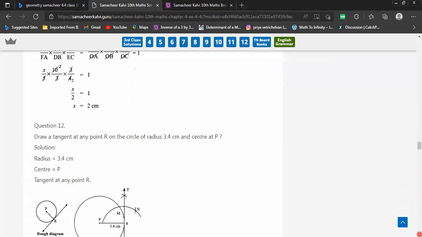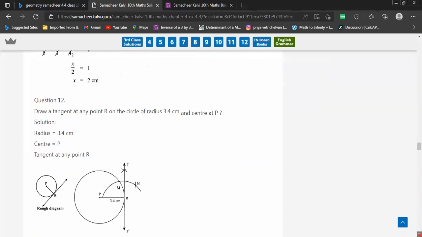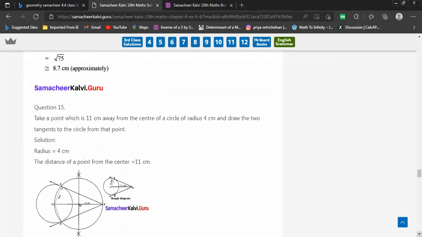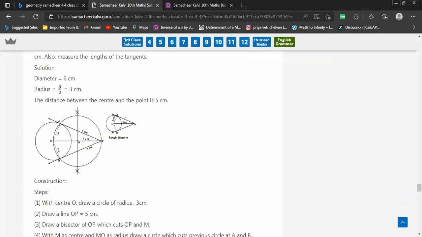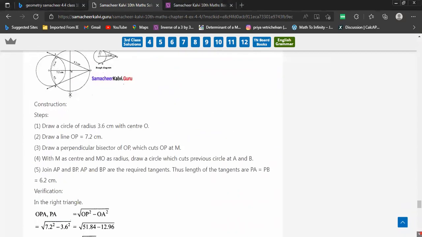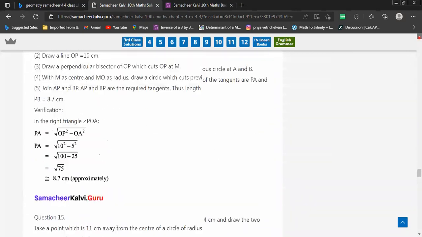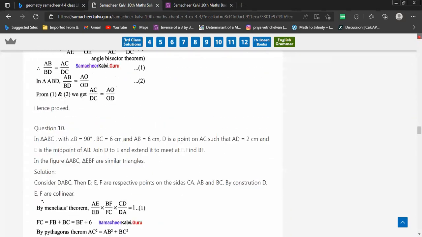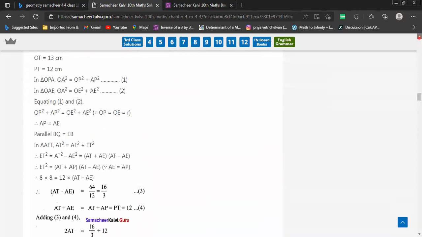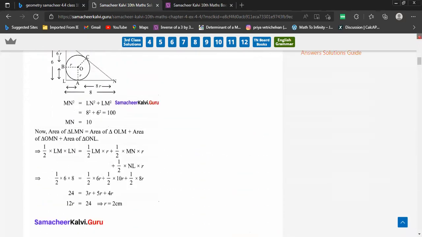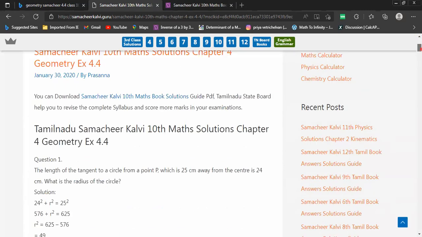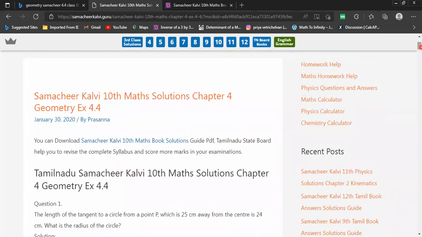Do you have any other question in the textbook on 4.4? No. Okay. These are all only constructions. Just a second, I'll go through once. Okay, that's it. Do you have any other doubts in geometry? No. Okay.